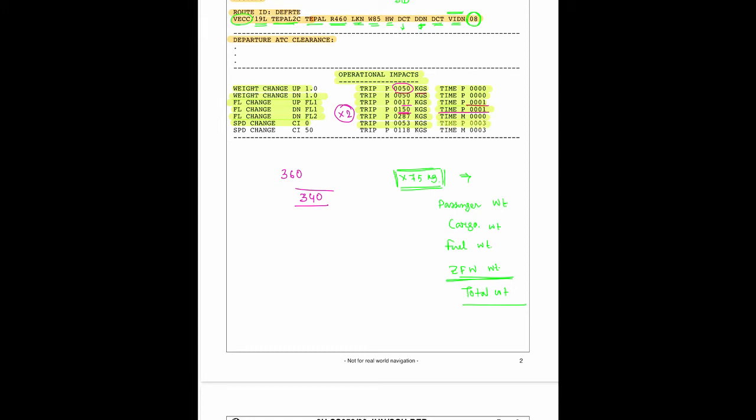Time will be plus 0.003, 3 minutes will be extra. And if we change the cost index to 50, the trip fuel will be plus 108 kgs, and time will be minus 3 minutes. I told you earlier that if the cost index increases, the fuel burn will increase, but the time of flight will decrease. But if the cost index is decreasing, the fuel burn will decrease, so the time will increase.